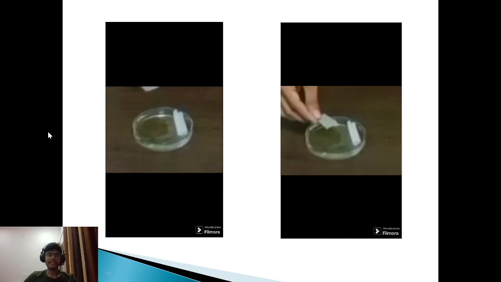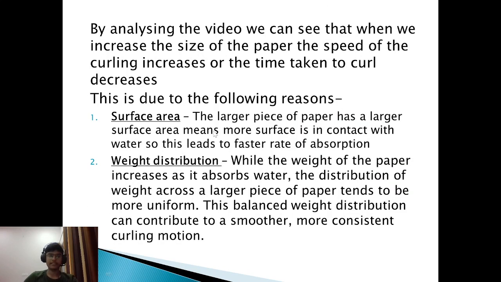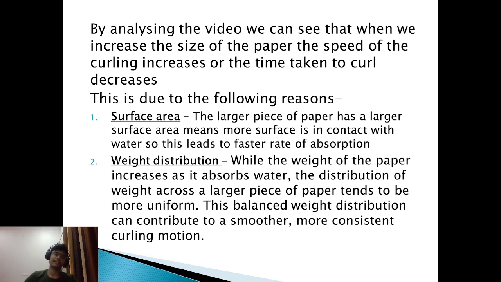So we can see that it folded a little faster than the normal paper. So let's see what the reason behind this is. This is due to the following reasons. First of all, the larger piece of paper has a greater surface area in contact with water, and this leads to a faster rate of absorption, meaning the lower layers get wet earlier, so it expands quicker, and that's the reason why it folds quickly also.